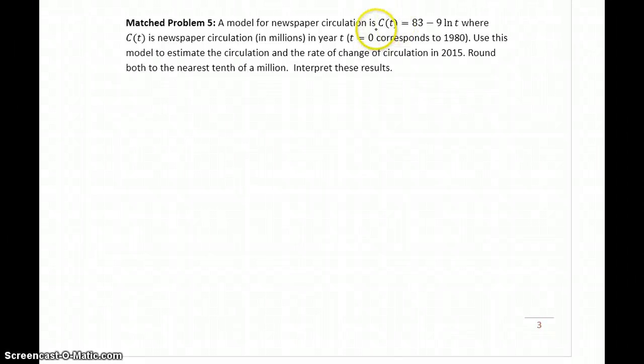Now we have a function that tells us about newspaper circulation, the model for newspaper circulation. So even though this is a function called C, in this case we don't have a cost function. C here represents circulation. We want to use this model to estimate the circulation and the rate of change of circulation in 2015. So the first thing that we need to do is find the derivative of this circulation function.